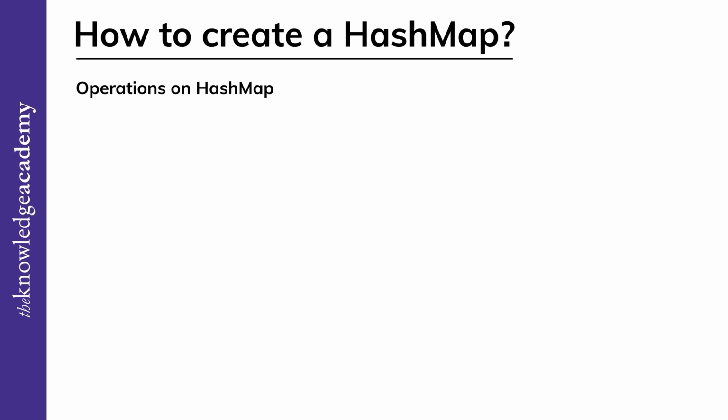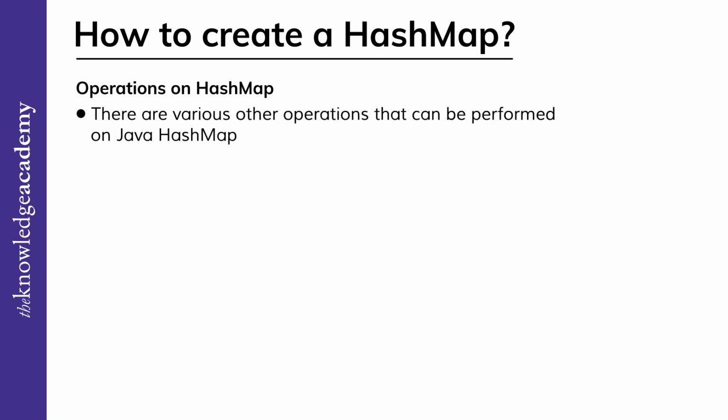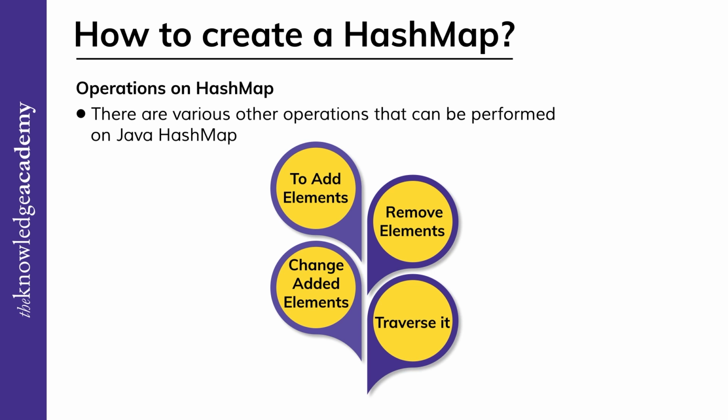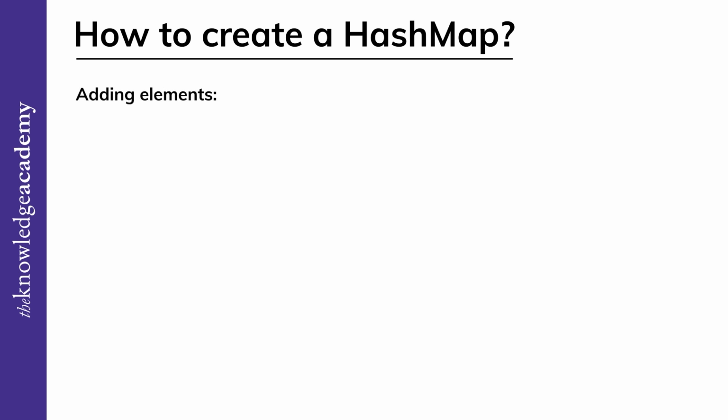Operations on HashMap. There are various operations that can be performed on a Java HashMap. It allows you to add elements, change added elements, remove elements, and traverse it. The following are examples of performing two operations on it in Java. Adding elements. Here's an example of adding elements using the put method in Java.